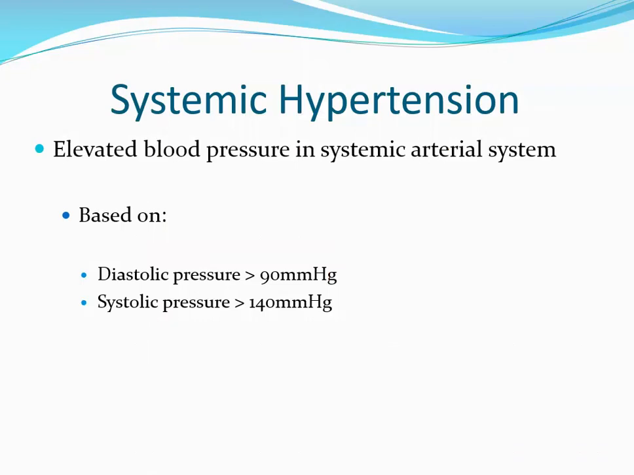The next disorder is systemic hypertension. This is elevated blood pressure in the systemic arterial system. This is based on a diastolic pressure of greater than 90 millimeters of mercury or a systolic pressure greater than 140. New measures are trying to reduce these numbers to 85 for the diastolic number and 135 for the systolic number.